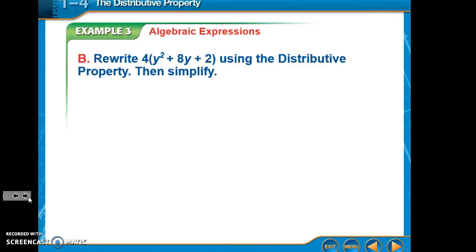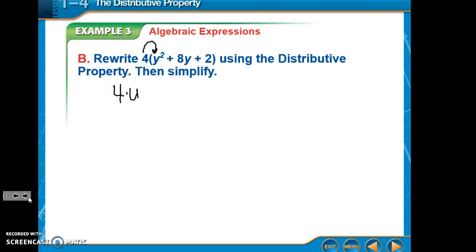Alright, so let's try this one. We want to rewrite this using the distributive property. Now we have 3 terms. So when we distribute, are we just going to go to the first 2? No, we're still going to go to every single one.